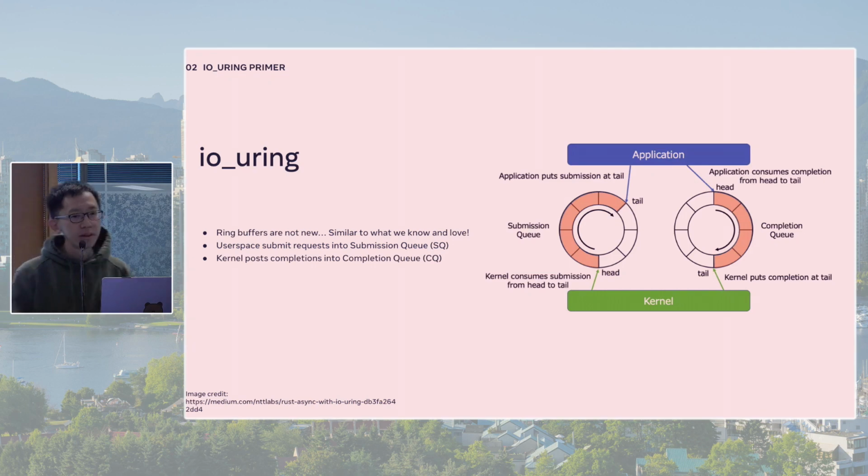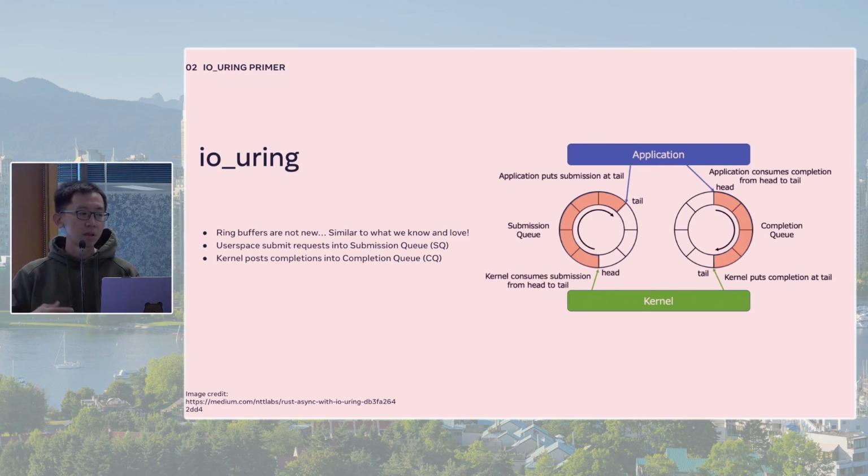So IO uring gets around this by introducing two ring buffers that are shared between the kernel and user space. The first one is the submission queue, and the second one is the completion queue. So user space submits their work into the submission queue, and one of the advantages of doing it like this is that you can batch your work in batches. And then once you've prepared your work, you then enter the kernel.